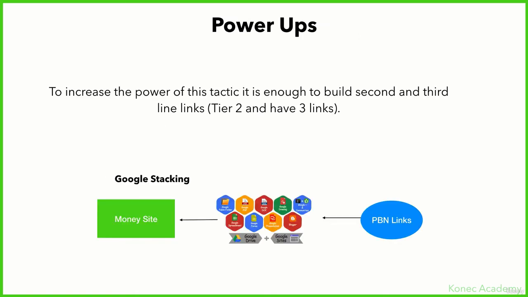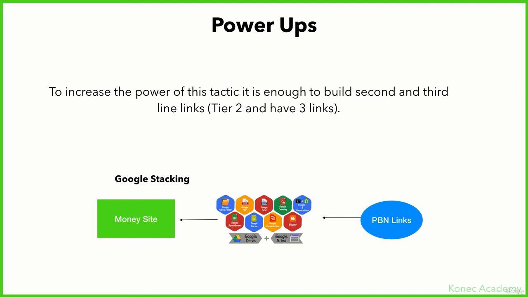Now let's talk a little bit about power-ups. Of course, with any link building strategy, you can have tier 2 and tier 3 links pointing to them. So the idea here is that you do a Google stacking which points directly to your site because it's extremely safe and it's using Google's own properties. And then you point PBNs to the Google Sites or to the docs or to any one of these properties. This way you can be a bit more safe.